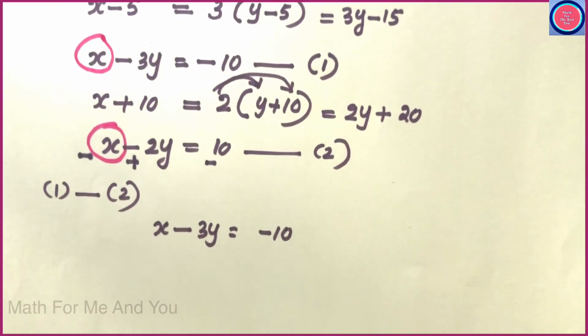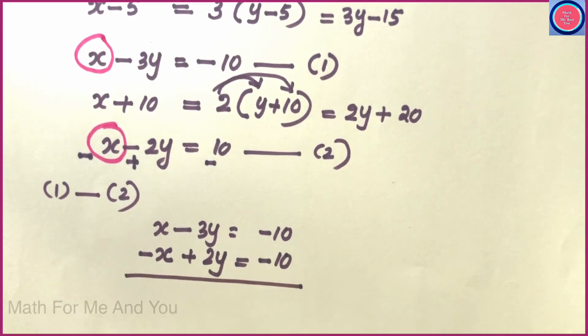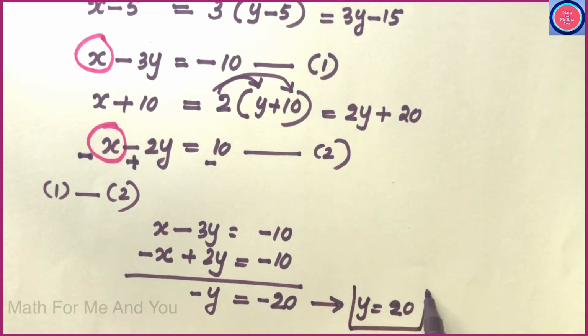And now the second equation we are subtracting. So x becomes subtract x minus x, then plus 2y is equal to minus 10. Minus x plus x cancel. Minus 3y plus 2y, it is minus y, is equal to minus 10 minus 10 is minus 20. Minus y equals minus 20. From here we can write positive y equals positive 20. That means we got the value of y.